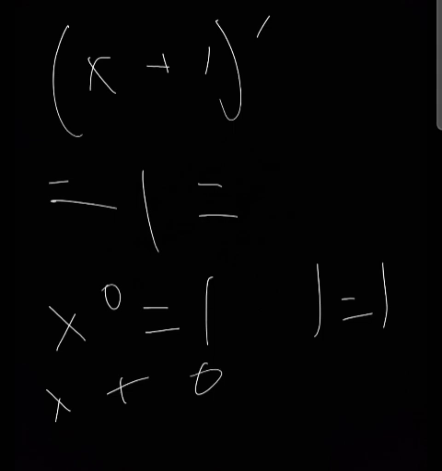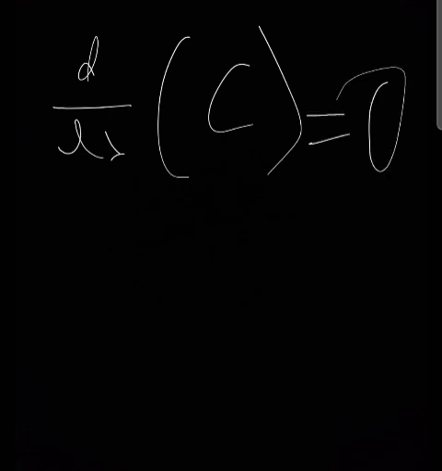Now, if we want to do one with a constant, so if we do x plus 1 prime, well, it actually would just be 1, because x to the 0 equals 1, and the derivative of the constant is 0, because there's no x there. The derivative of a constant is always going to be 0.